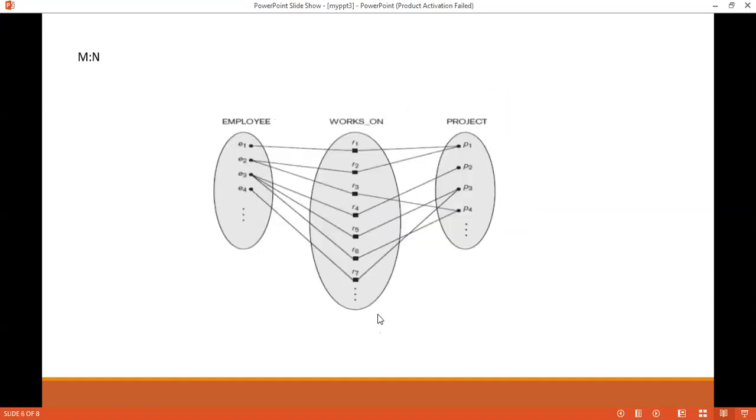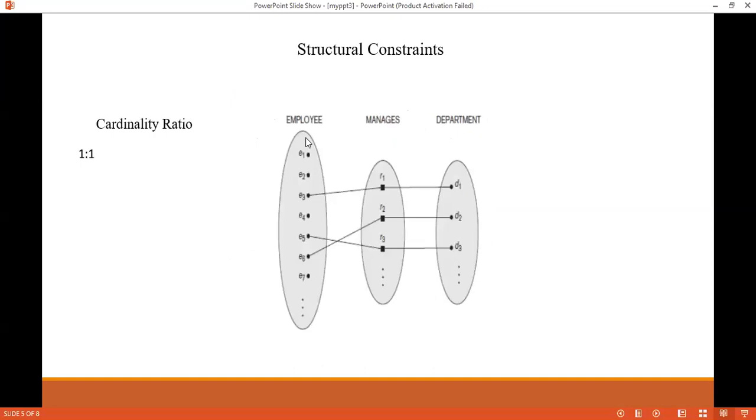Similarly, if we take up another example here, what is the minimum cardinality on the employee side? The minimum cardinality, or participation constraint, on the employee side here is 1 and the minimum cardinality on the project side is 1. So it is 1 and 1. Now if we take up this one, my dear friends, the minimum cardinality here is 0. And the minimum cardinality here is 1.